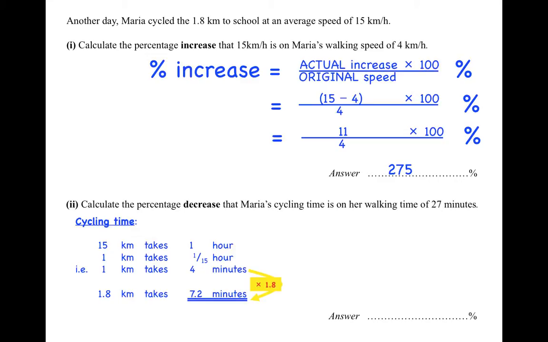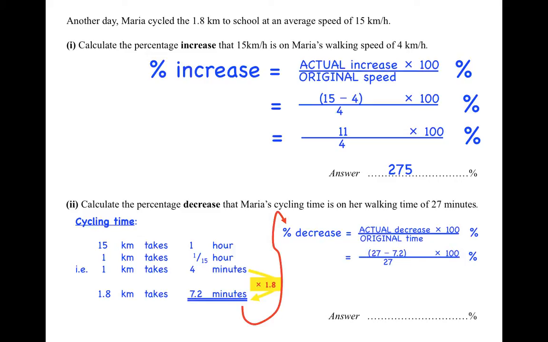So we've got to work out how much less 7.2 minutes is than 27 minutes, and we've got to do that as a percent. So moving on to a little bit more working over here, the percentage decrease is going to be the actual decrease times 100 to turn it into percent, and then divided by her original walking time that we are comparing it to. So it's always out of the thing that we are comparing it to, and in this case we are comparing it to the walking time.